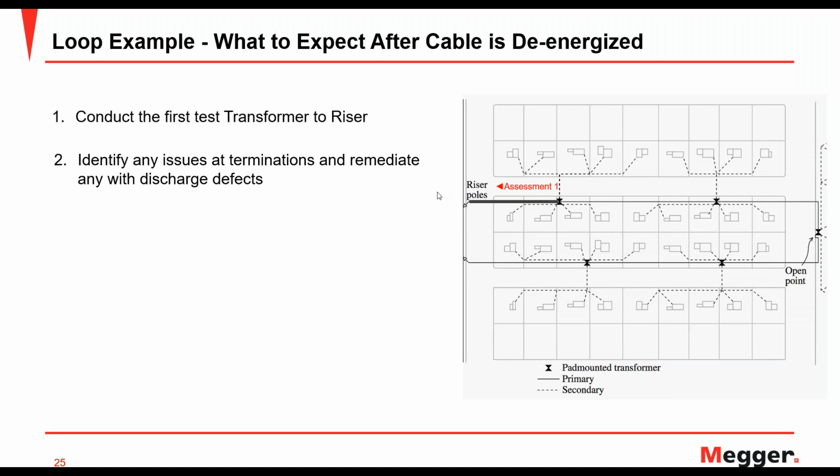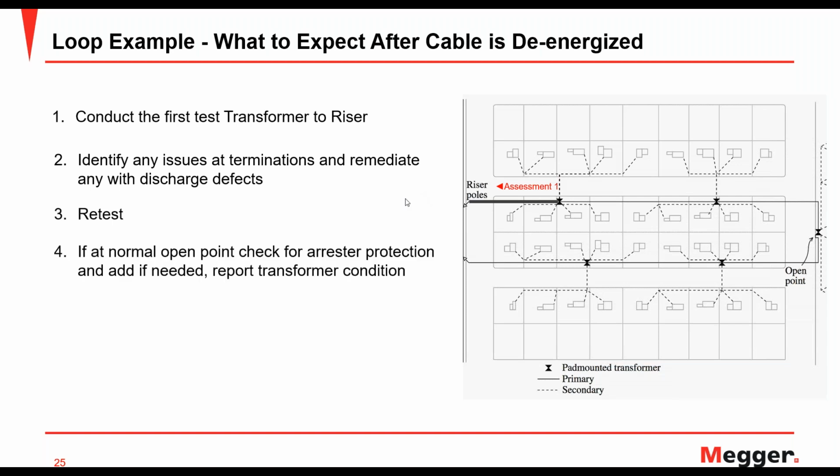That's those local issues that Charles had mentioned in the first part of this presentation. Then we're going to retest if that happens. While we're there, and if we're at the normal open point, we're going to check for arrestor protection and install it if needed. We're going to report transformer condition. That could be if we see a leaking bushing, for example. We're going to report it. If we see that the pad mount has subsided or it's crumbling, then we might as well report that. That's typical O&M maintenance, but why not report it right here, because we're at the asset anyway. So this is ancillary information, if you will.